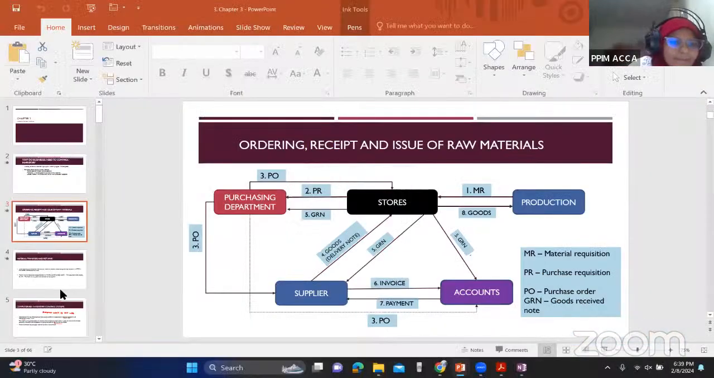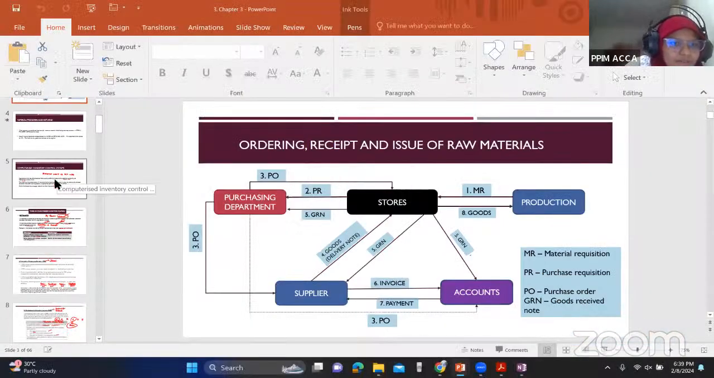So that is one area. Then we move on to something else.